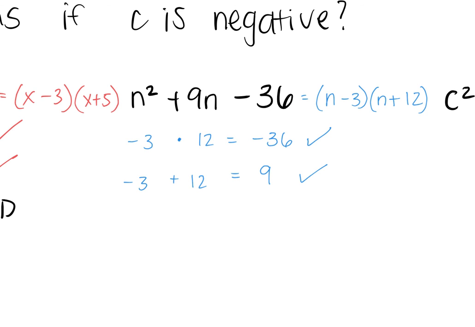Think about it like this, guys. If you're confused as to which numbers to use, remember 9 and 36 were already used here. Don't use those again, okay? Use the other ones. The two factors, the 3, the negative 3, and the 12.